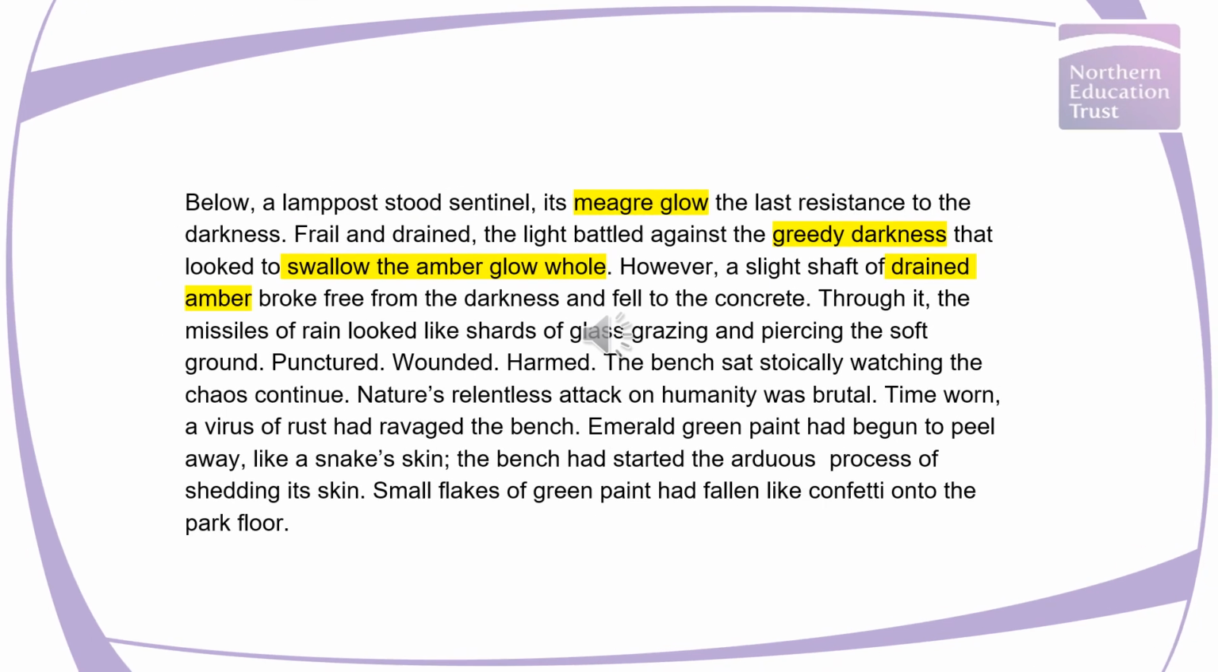So here's an example from an opening paragraph that's related to that earlier image of the lamppost. And you can see that light symbolism is used pretty much within the opening of that paragraph. So you've got the reference to the meagre glow, the greedy darkness that seemed to swallow the amber glow whole, and the idea of light being drained really gives a sense that this is a hopeless atmosphere, and we can create that tone quite quickly.